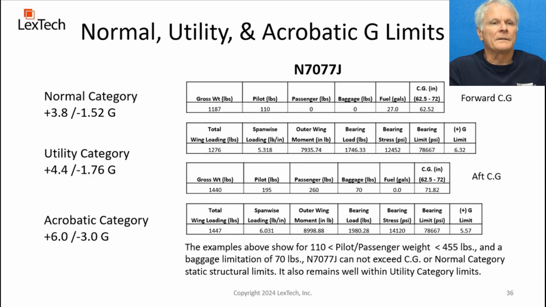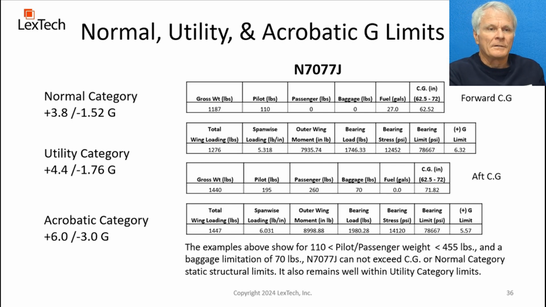Now, if you want to talk about different categories of flight and what the G limits are, for a normal category airplane, you'll have a positive limit of 3.8 and negative limit of 1.52. And then utility category brings you up to 4.4 positive and negative 1.76. Aerobatic gives you 6 positive and 3 negative. For this airplane, I was not interested in anything but normal category. This is a point A to point B airplane, but I wanted to show some of the limits. So whether or not you could actually exceed any of these limits with this airplane is very difficult to do.